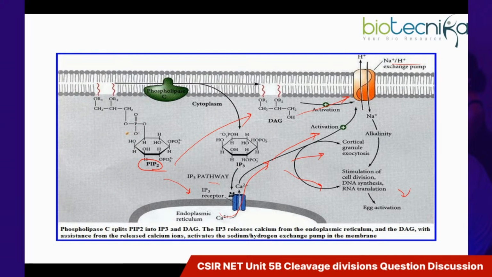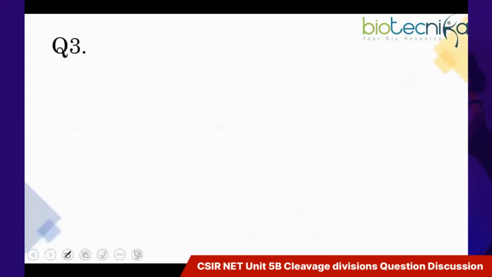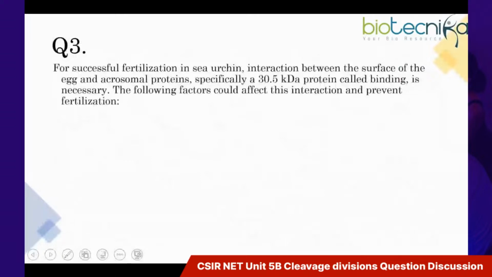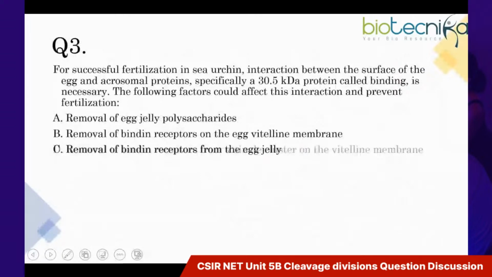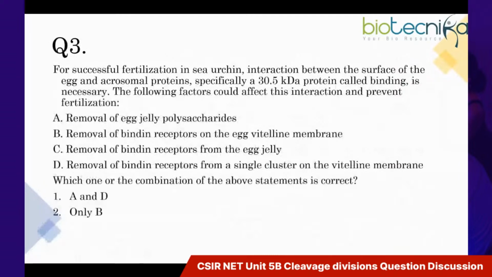Okay. Coming to the next question. For successful fertilization in sea urchin, interaction between the surface of the egg and acrosomal proteins, specifically a 30.5 kilodalton protein called binding, is necessary. The following factors could affect this interaction and prevent fertilization. So, which out of this combination can prevent that interaction between the binding and the egg surface?